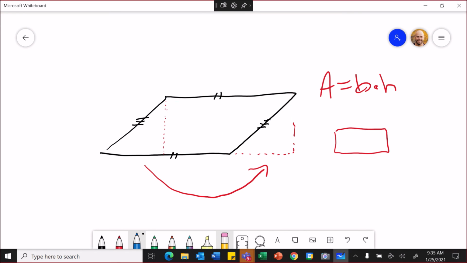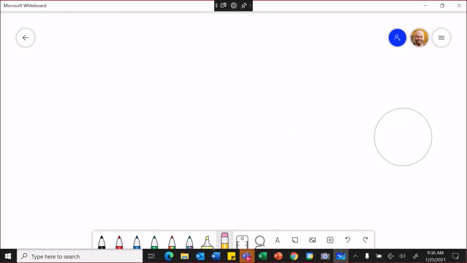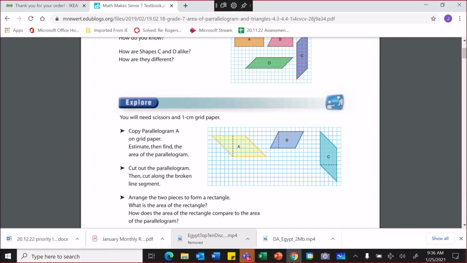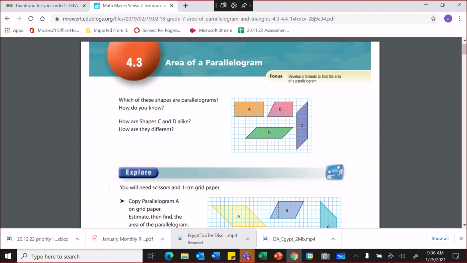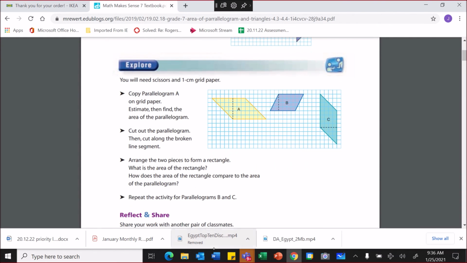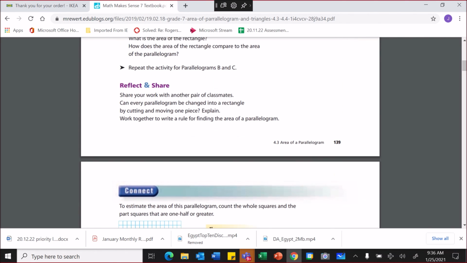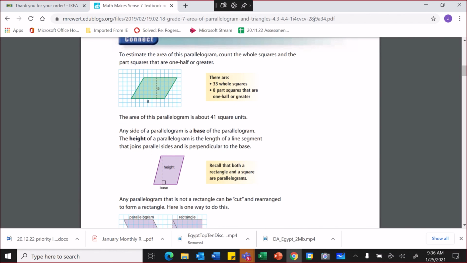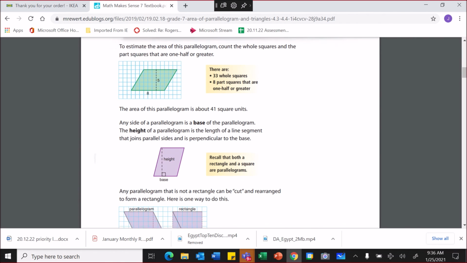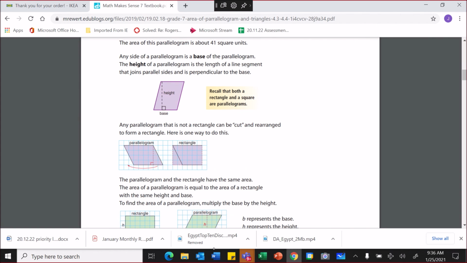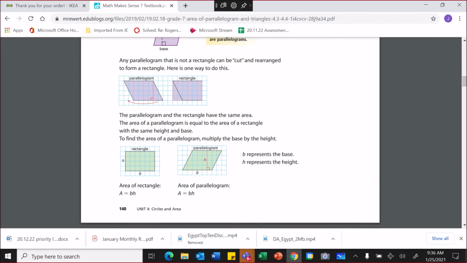All right, let's move on, because our next thing in our assignment, if you look through these examples, it's going to go through all these examples talking about cutting it off and moving it over here. And then it's going to talk about how base times height is your formula, and you can clearly see that in the textbook here. So if you're at all confused, you can look through here and compare it to our lesson.